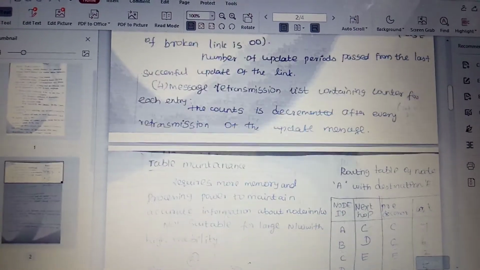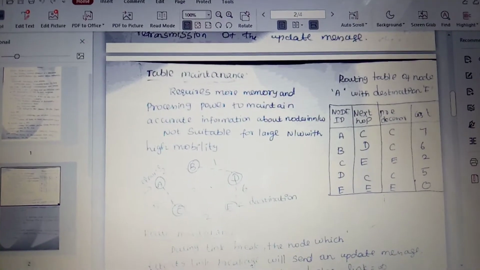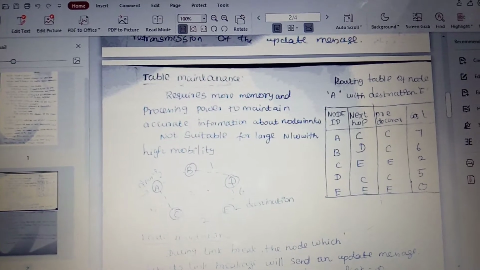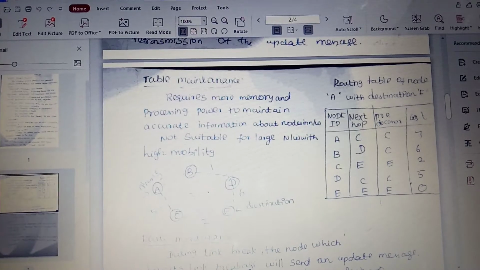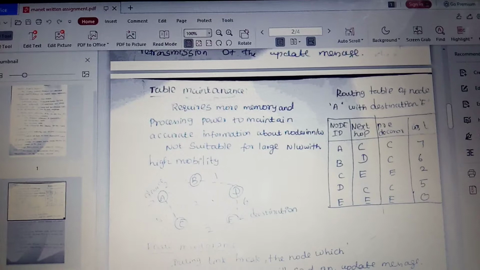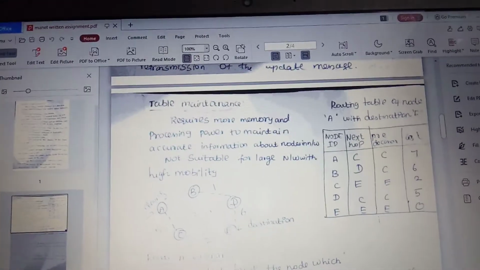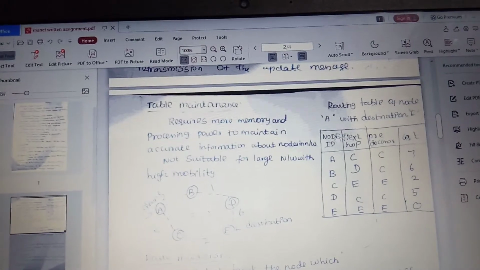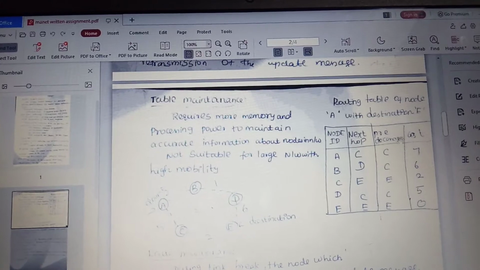Next one is table maintenance. What is the definition of table maintenance? It requires more memory and processing power to maintain accurate information about nodes in the network. It is not suitable for large networks with high mobility. And this is a routing table for wireless routing protocol. It has node ID, next hop, predecessor, and cost.